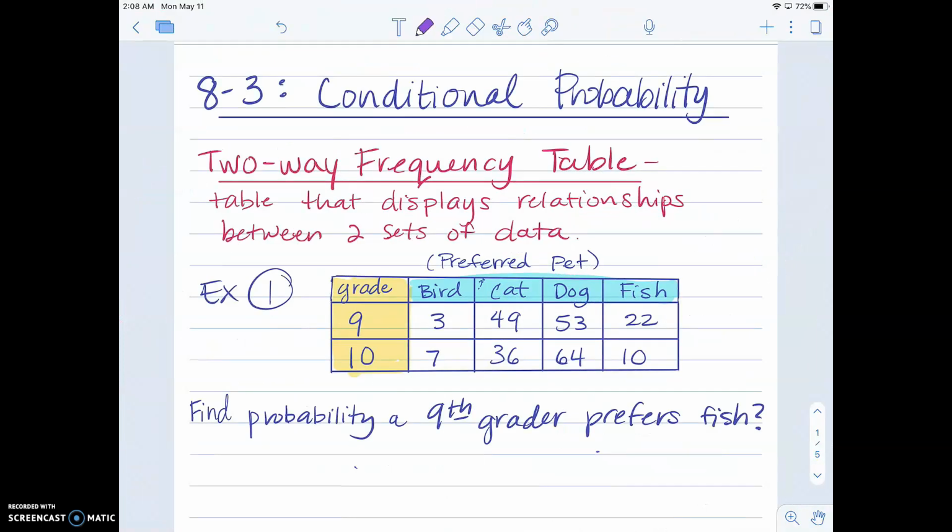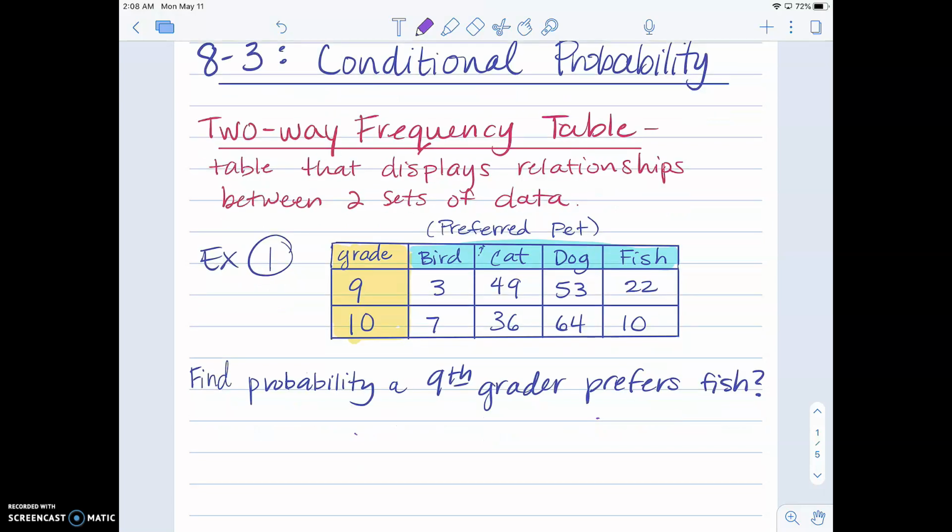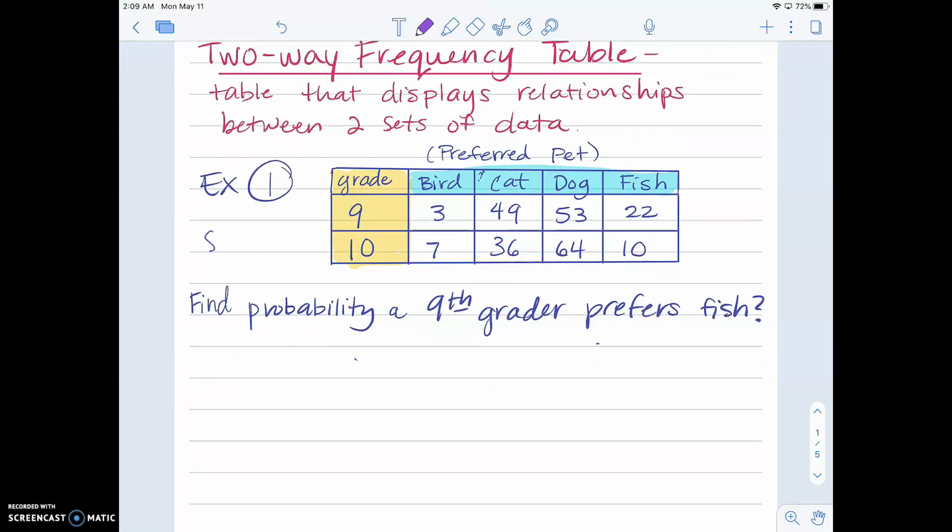But before we get into that, we're going to define a two-way frequency table. It's a really fancy term for something that displays relationships between different sets of data. So what does that mean? Well, very simple. Let's look at example 1 here. This was a survey where we surveyed 9th and 10th graders to see what is their preferred pet: bird, cat, dog, fish.